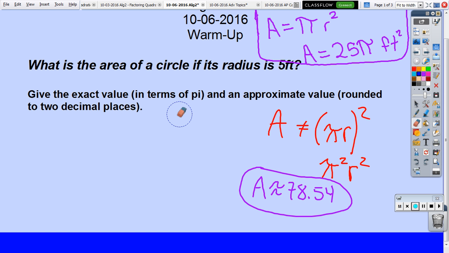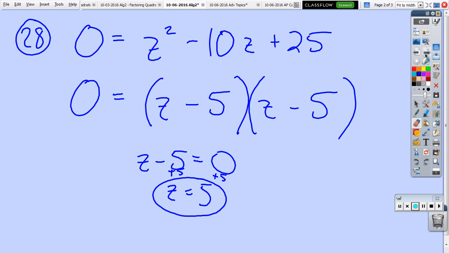All right. Does anyone have any questions on the homework? Yes, Diamond? 47. So let's take a look at 47. Before we do that, I want to look at 28. This was your exit ticket.